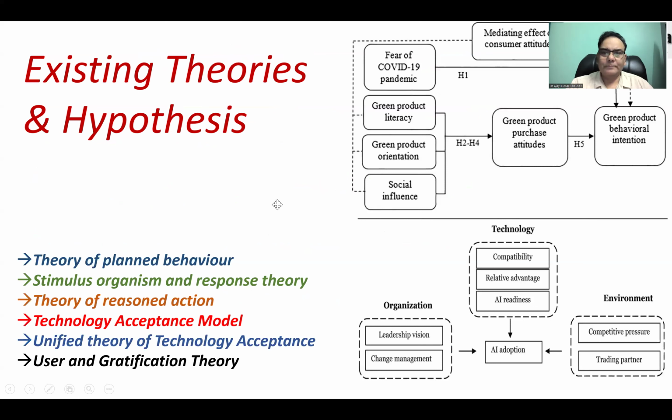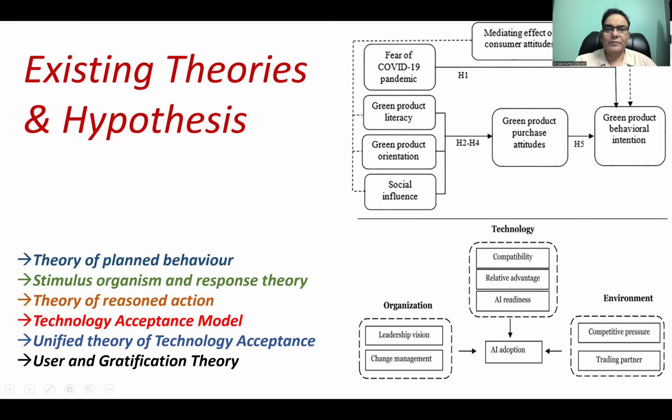So now I want to explain the difference between existing theory and hypothesis. In this slide, you can see that there are different theories I mentioned here. Theory of planned behavior, stimulus, organism and response theory, theory of reasoned action, technology acceptance model, unified theory of technology acceptance, uses and gratification theory. So these are well established theories, well established models, right?